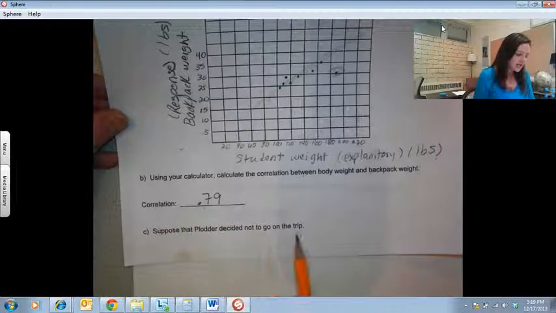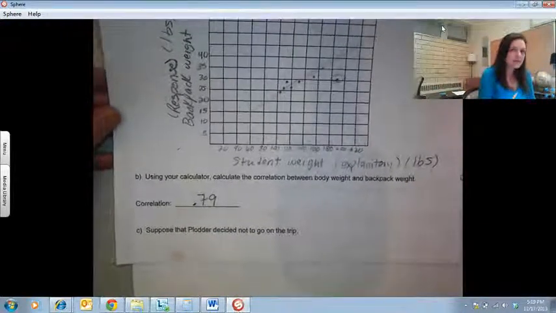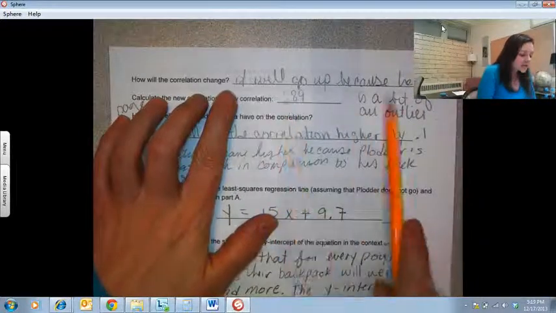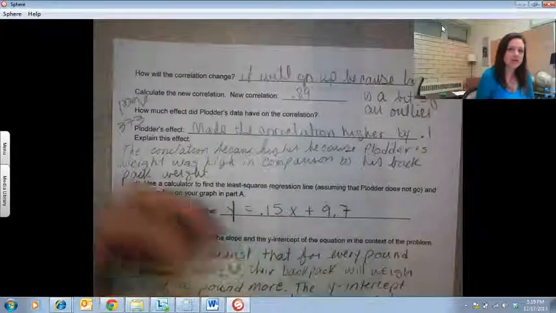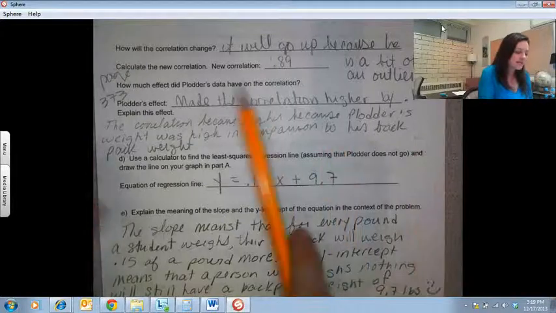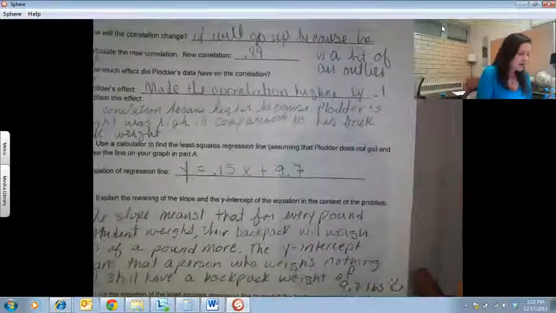Next one, C says, suppose that Plotter decided not to go on the trip. We already know he's a little bit of an outlier, so how is that going to change the data? It says, how will the correlation change? Well, the correlation is going to become tighter around that line because he's not going to be dragging it down, okay? So that's going to make the number of correlation go up. So I said it will go up because he's a bit of an outlier.